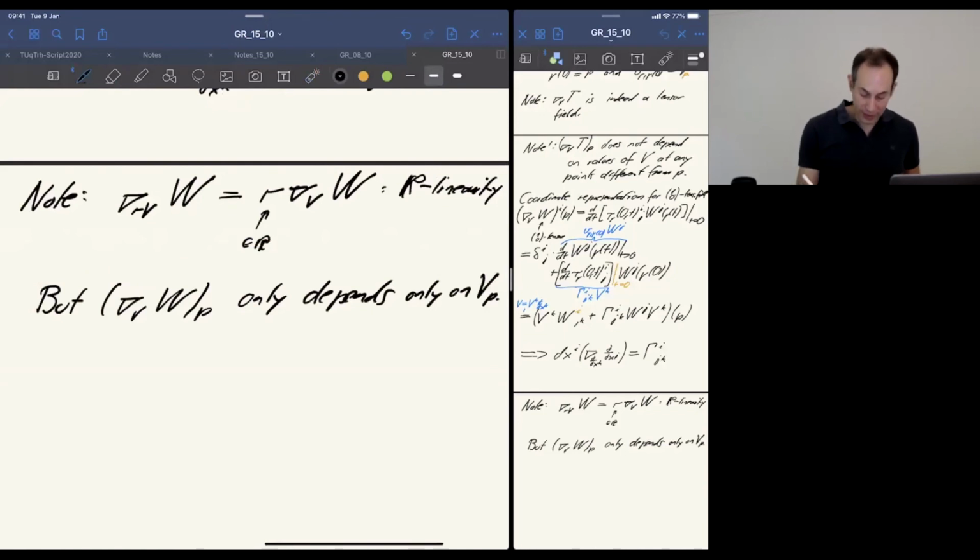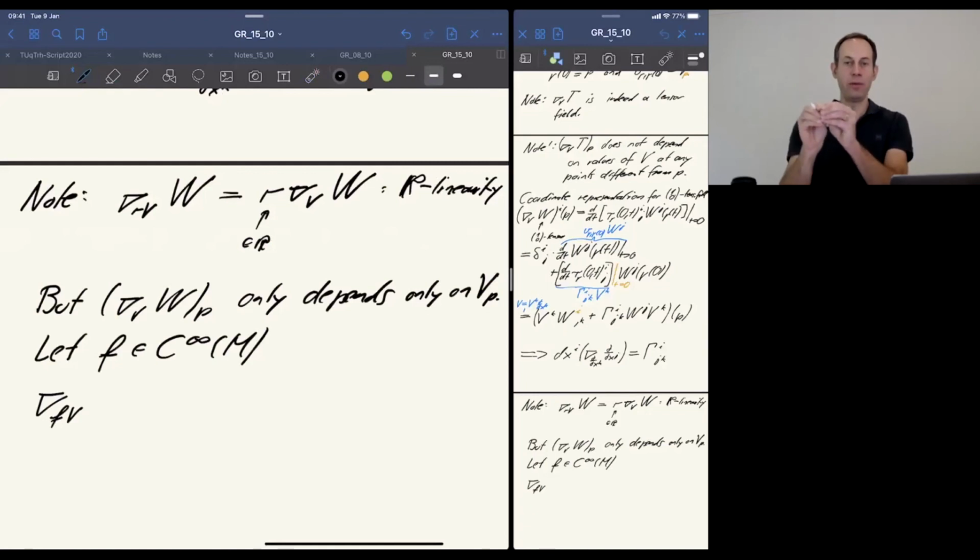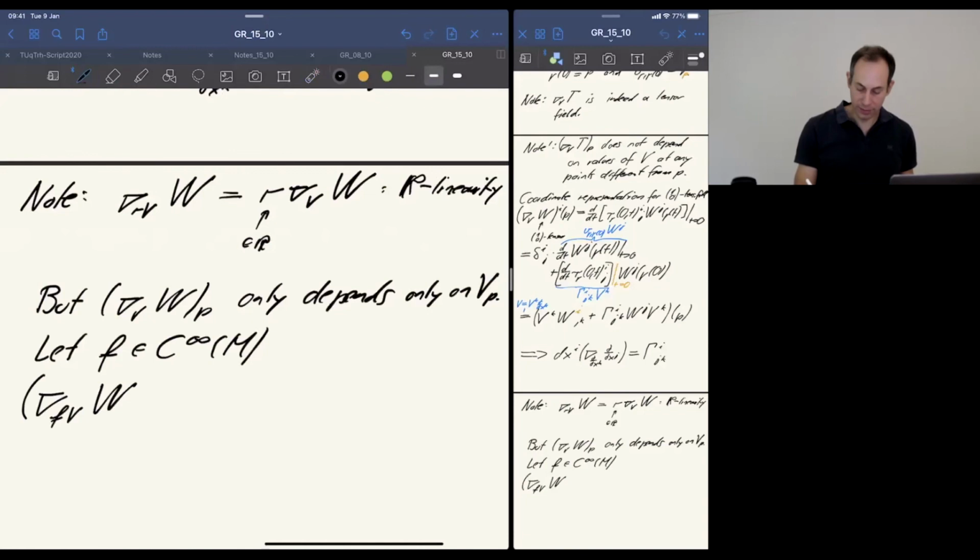Because of this, I can do the following. Let now f be any arbitrary function on the manifold, so C infinity of M. And now, instead of just scaling the vector v with a real number r, I could scale it with a function. This gives a new vector field, namely the vector field f times v. So the vector field v is scaled at any point on the manifold with a different number, and the number is given by f at that point. Okay, now I do that. So I apply this again to w, and I evaluate it at p.